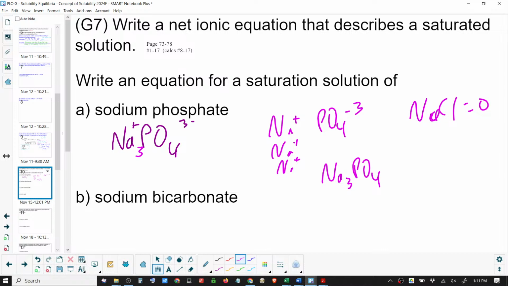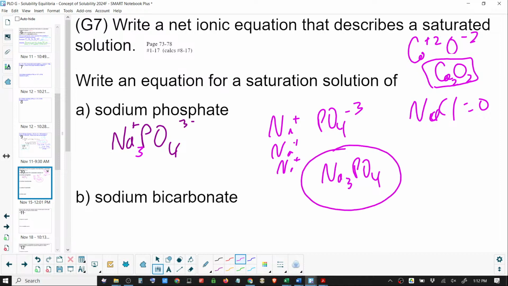So if you have this, how many of each do you need to make the whole thing 0? I actually never understood why you did that. There you go. Well, now it's 0. This is why if you crisscross and do that, it's wrong, because you only need 1 of each. That's why you reduce. So when you're writing the actual equation, do you write the charges then? No, because the final charge of the whole thing is 0. Never write the charges for the compound.